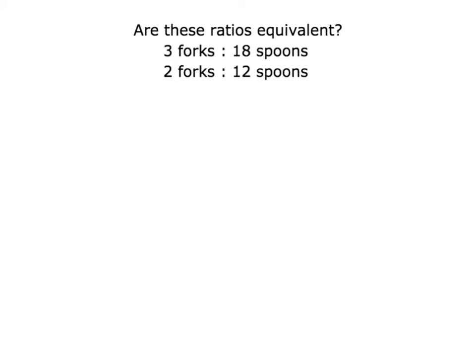All right, let's try another example. Here we're trying to figure out if these two ratio sets that we're given are equivalent. So we've got 3 forks to 18 spoons compared to 2 forks to 12 spoons. So let's simplify them and see if we get the same thing.